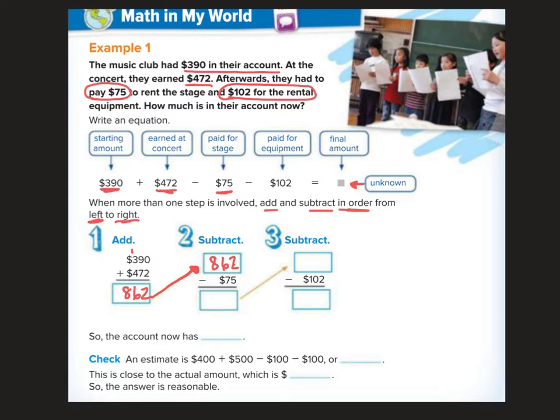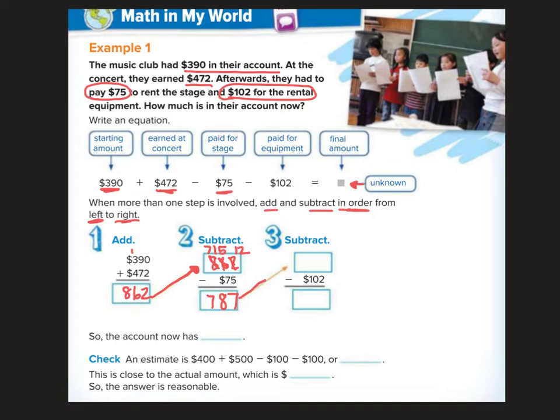Now I can't do that. I don't have enough to take away 5 because I only have 2. So I'm going to go next door and get 10 more. So now I have 5 tens and 12 ones. 12 minus 5 is 7. 5 minus 7, if I only have 5 apples, can I give 7 away? Nope, I don't have enough. Go next door. Now I have 7 hundreds and 15 tens. 15 minus 7 is 8. And 7 minus 0 is 7.